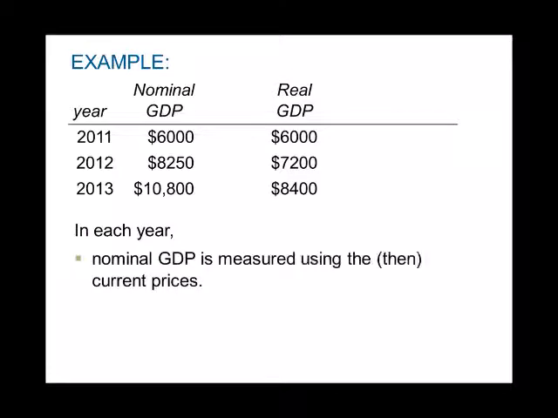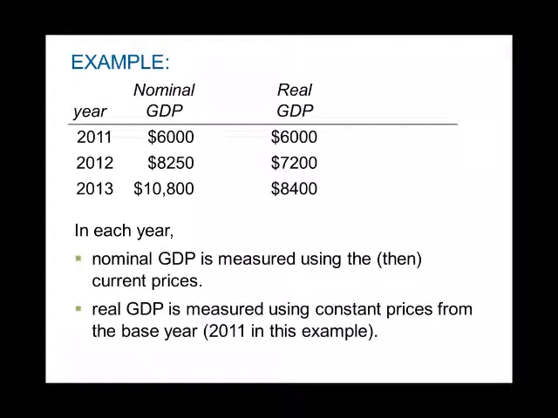So in each year, GDP is, so this is just, we got it from that number from the previous exercise. Nominal GDP is measured using current prices. Real GDP is measured using constant prices from a base year, and in our example, it is 2011.